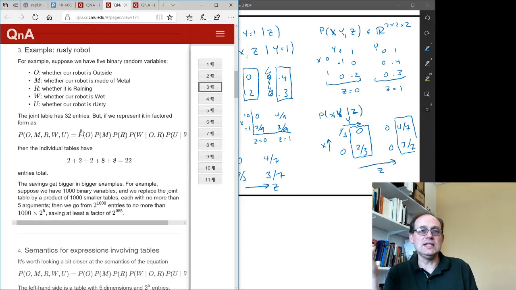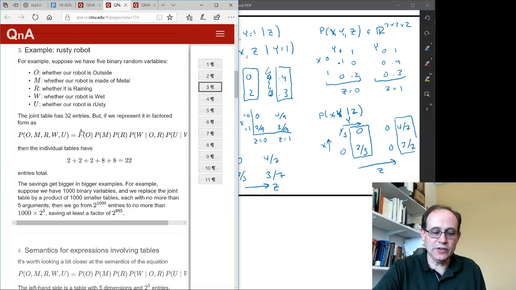Now, because I'm using an example that we can write out, put on the whiteboard in a lecture, we only have a little bit of savings from 32 to 22. But if we think of doing this in an example with 1,000 variables, we can get easily a savings of a factor of like 2 to the 950 or 2 to the 990, right? Which is a very, very big savings. And so it's well worth it to use this compact factored form.